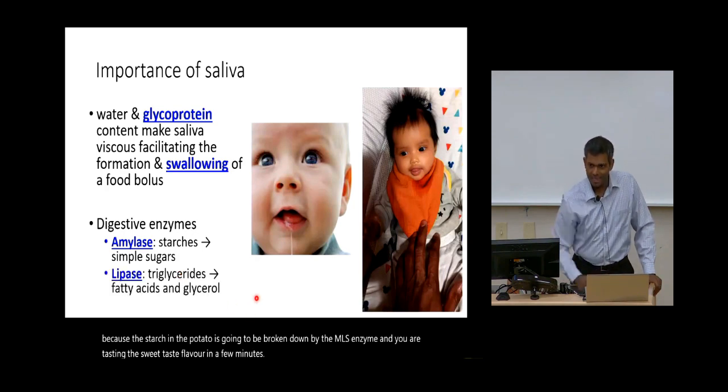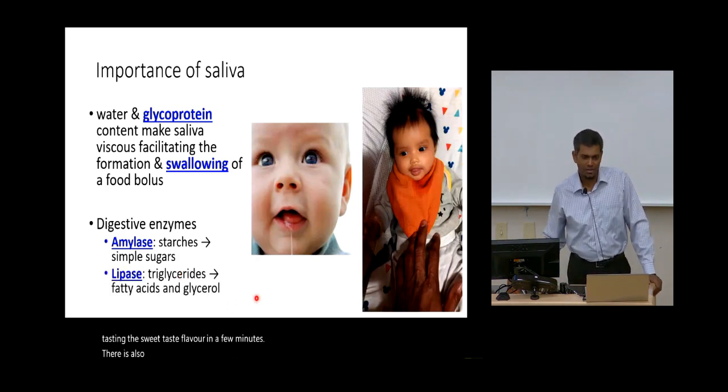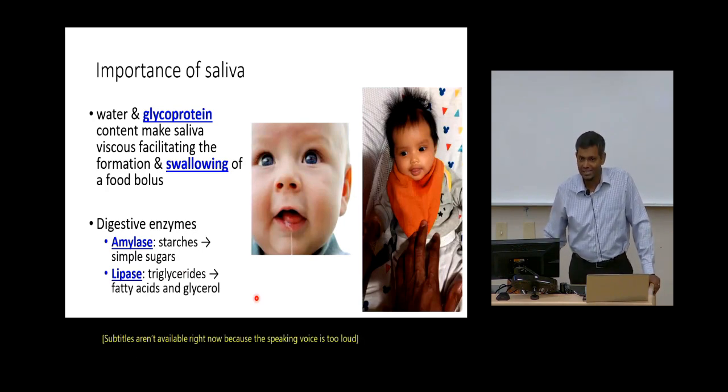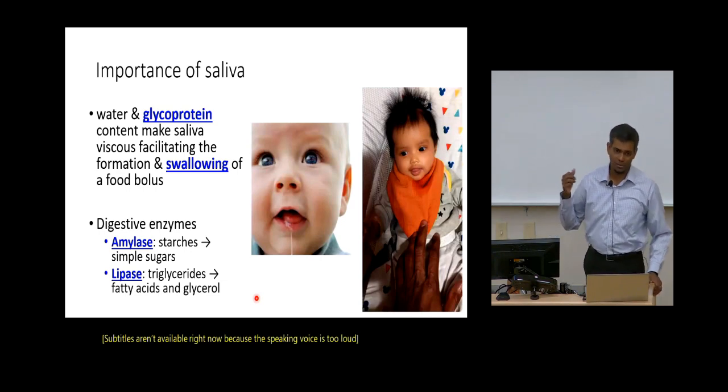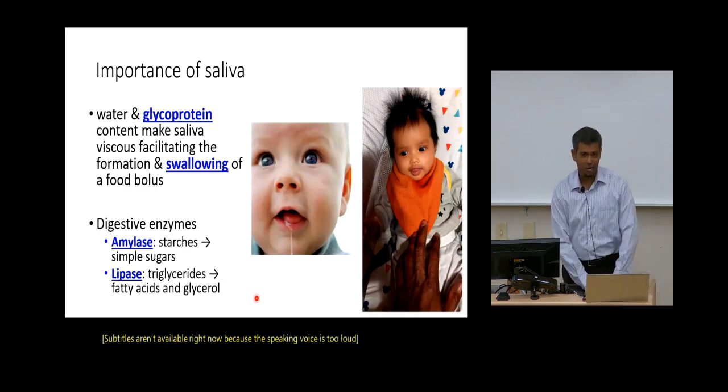There is also lipase enzyme, and this will break down the triglycerides into fatty acids and glycerol. So notice that when you think about the three macronutrients, carbohydrates, proteins, and fats, for carbohydrates and fats the digestion is beginning in the mouth, right? But for proteins, the digestion will only start in the stomach.